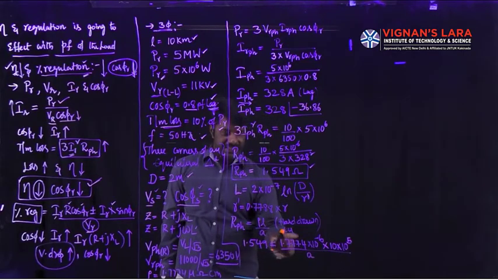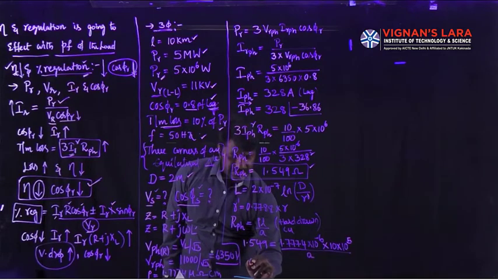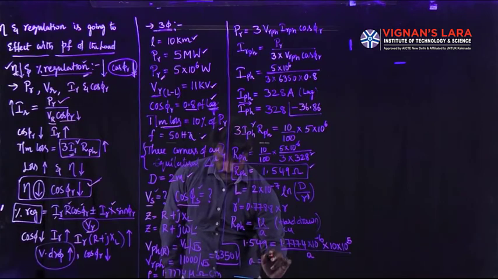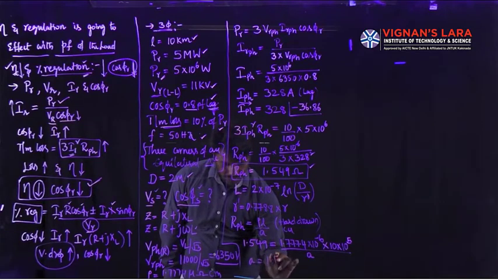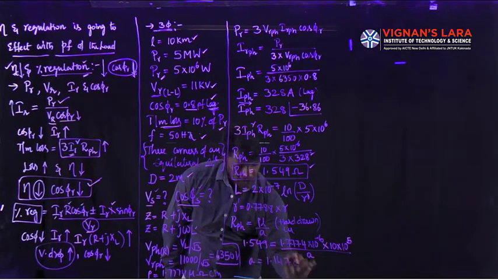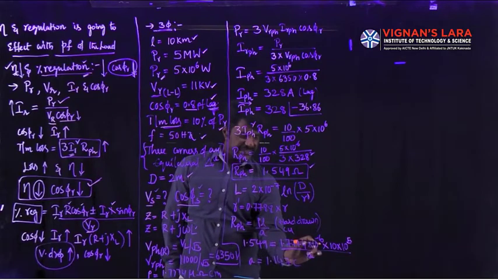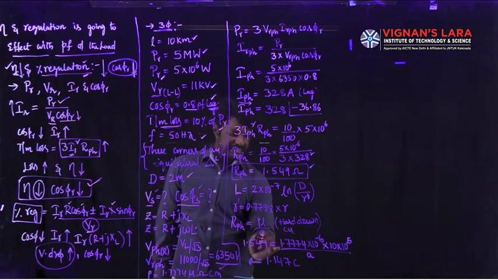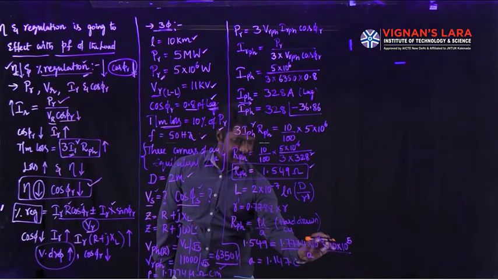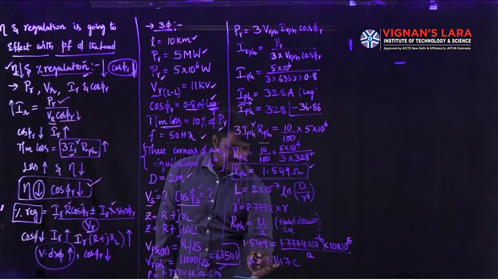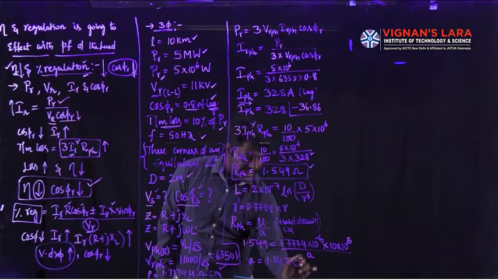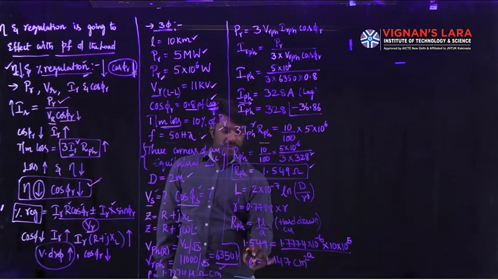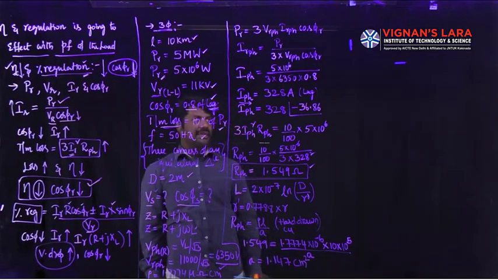So simplifying in the calculator, we get this cross-sectional area A as 1.147. As I told you, since rho is in centimeters, you can observe here this is in centimeters. Since resistivity is in centimeters and the length is in centimeters, the cross-sectional area of the conductor will be obtained in cm square. Okay, so we have got the cross-sectional area of the conductor.